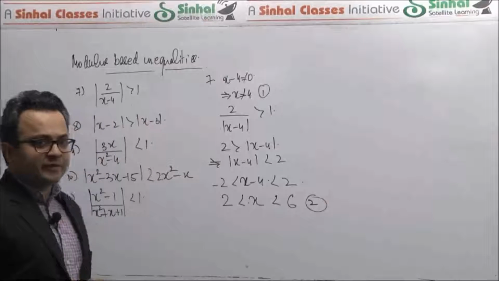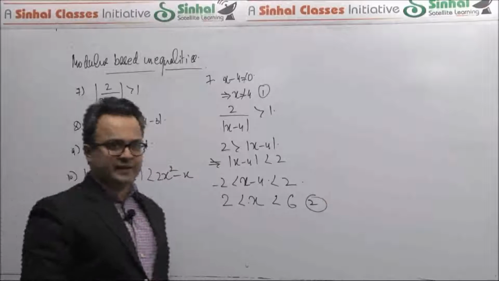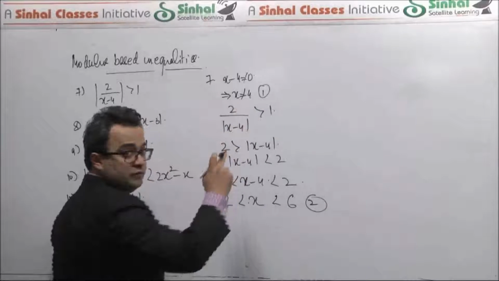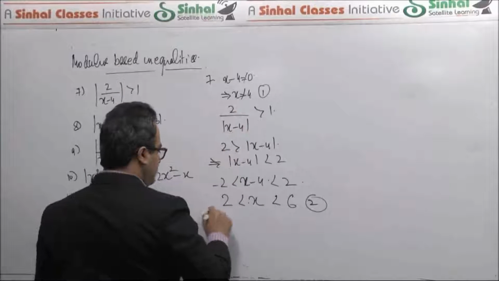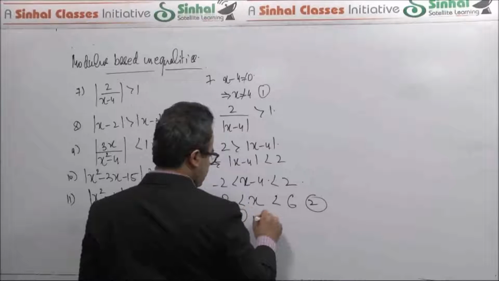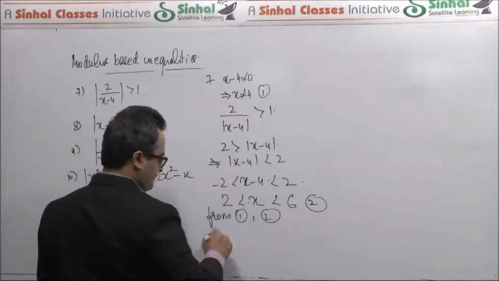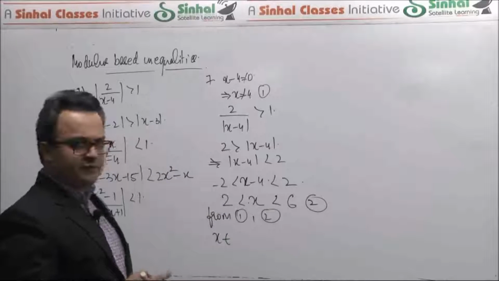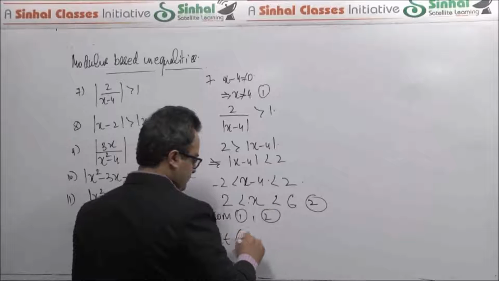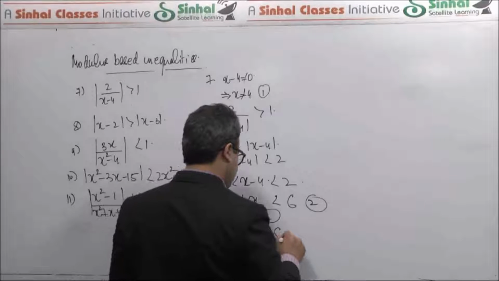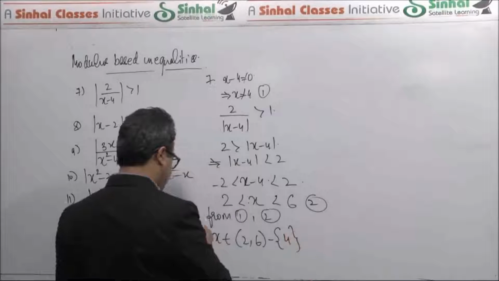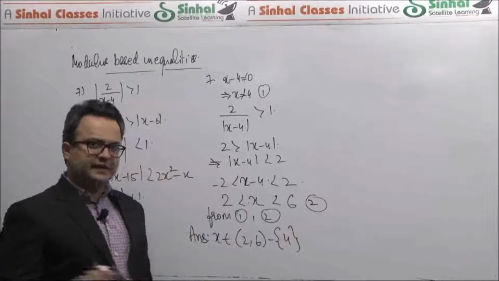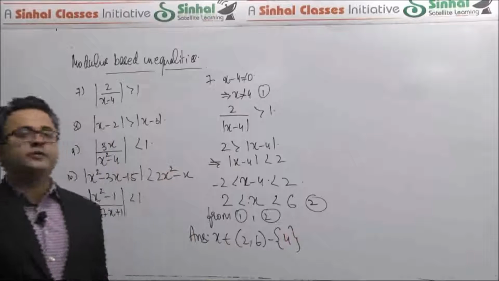But then now you have to be careful. The final answer is not that x can lie between 2 and 6, because clearly x cannot be equal to 4. So from 1 and 2, x can take values between 2 and 6 except 4. So this will be our final answer. x can take values between 2 and 6, and of course it is not allowed to be equal to 4.